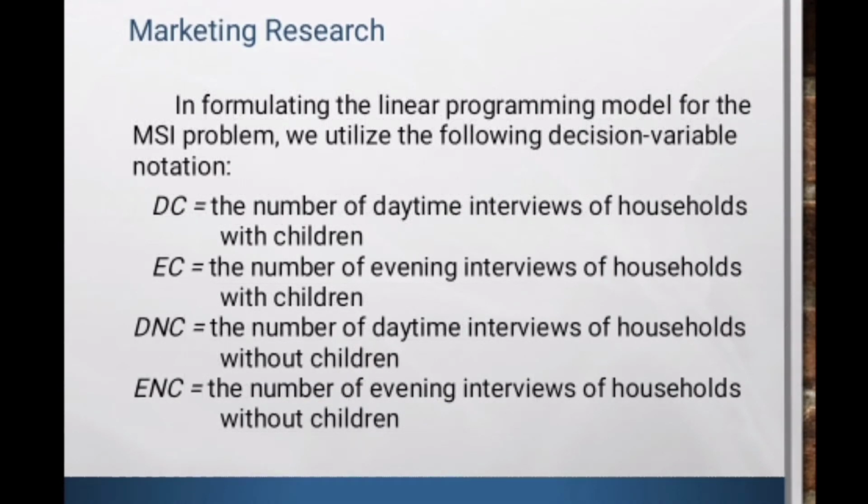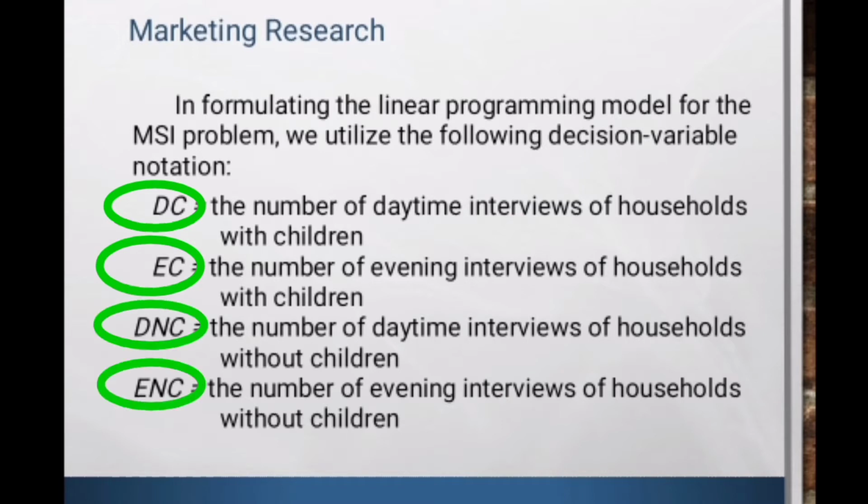So based upon this, we have to formulate a linear programming problem and solve it to figure out how many interviews we are conducting for this particular client. In formulating the linear programming model for the MSI problem, we utilize the following decision variable notation. So first, let's begin with the decision variables. As usual, step 1 is always decision variables. So what are the decision variables? Actually, we have 4 variables: DC, EC, DNC, and ENC.